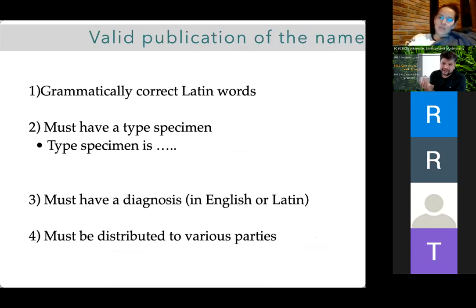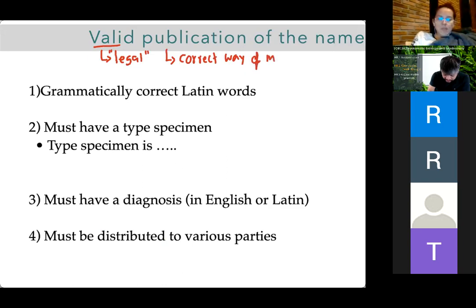When you want to make a new name, you want to make what they call valid publication of the name. So basically valid is equal to legal, meaning that it is the correct way of making new names. And this is actual terminology that people use, a valid publication. So if you do this the correct way, your name becomes a valid name.